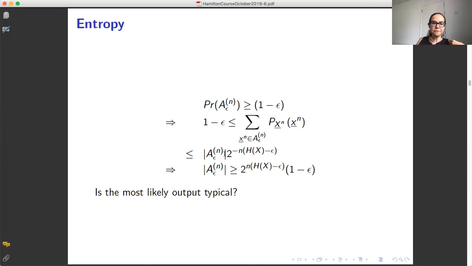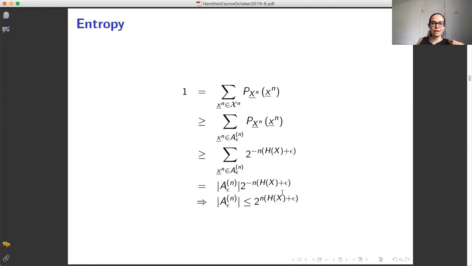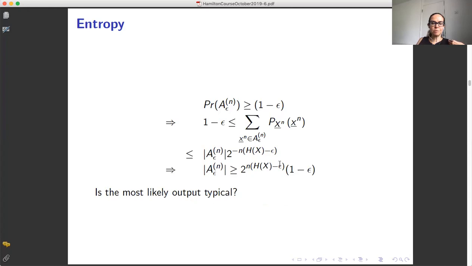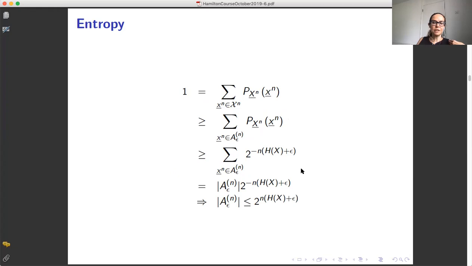And similar to what I did before, I'm going to multiply the left-hand side and the right-hand side by this quantity. So now I get a lower bound on the cardinality of the typical set, 2 to the n(H(X) minus epsilon) times one minus epsilon. So I have an upper bound here, and I have a lower bound here. Okay, and you can see that as my epsilon is getting small, this upper bound and this lower bound are getting closer and closer together. So if epsilon were truly zero, then this upper bound and this lower bound would be the same.